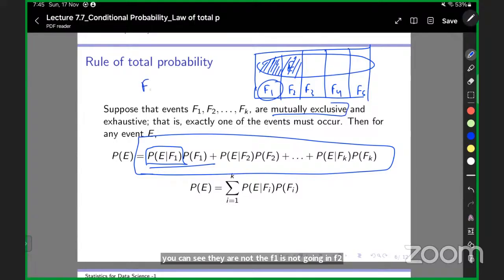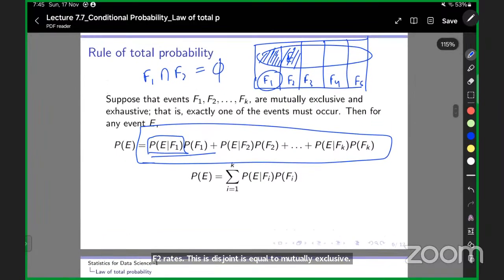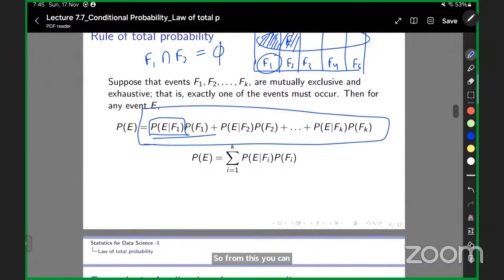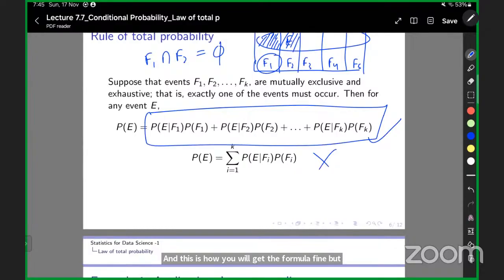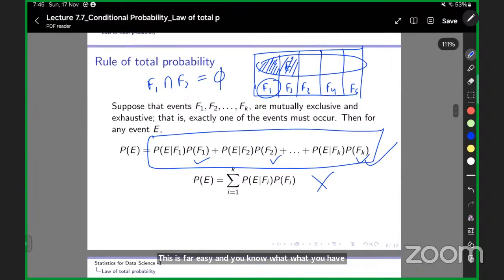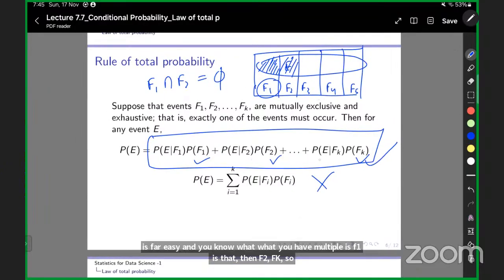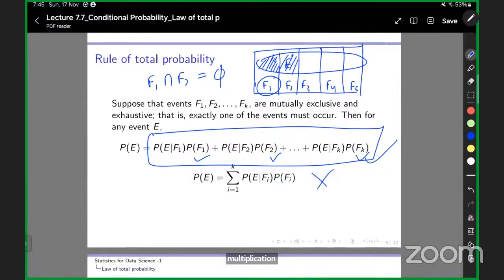So there is nothing common between F1 and F2. Disjoint is equal to mutually exclusive. From this, you can figure out what P of E is. You sum them all up, and this is how you get the final formula. But this is not recommended. Remember this, okay? This is far easier, and you know what you have to multiply. Let's say F1 is there, then F2, up to Fk. All these mutually exclusive events will be in multiplication, given that I want to figure it out with E, right? That's how it goes.